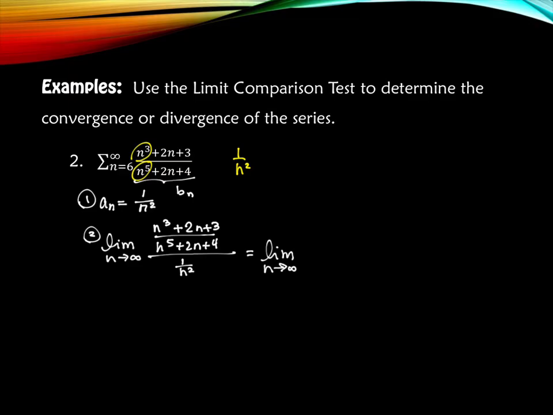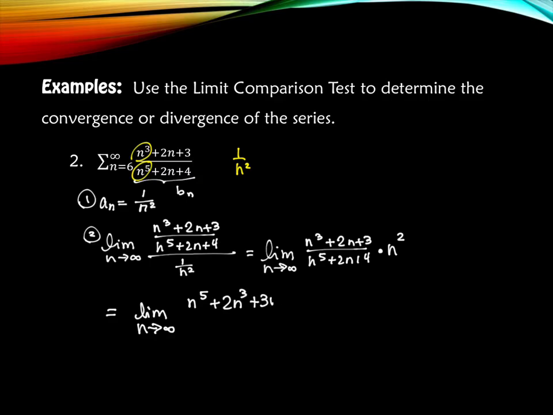We have the same thing that we had on top, and instead I would be multiplying it by n squared, or n squared over 1 if you prefer. All right, so if I take that and multiply that through, then I've got the limit as n goes to infinity of n to the fifth plus 2n cubed plus 3n squared over n to the fifth plus 2n plus 4.